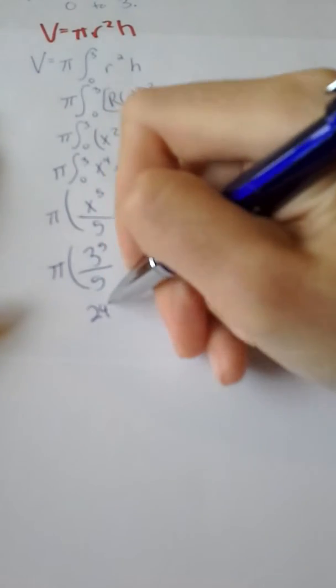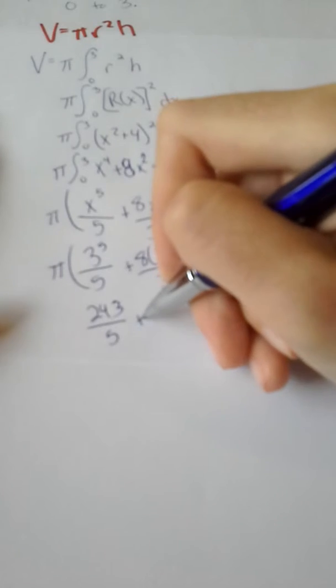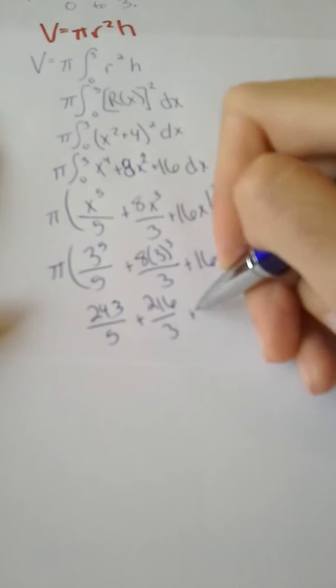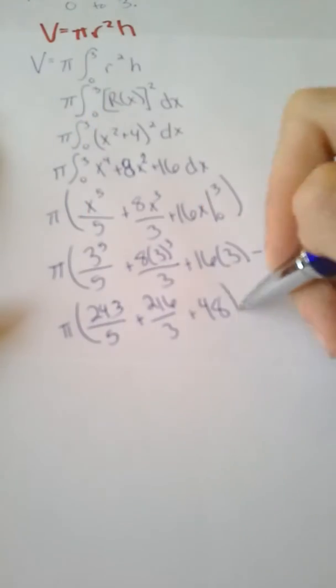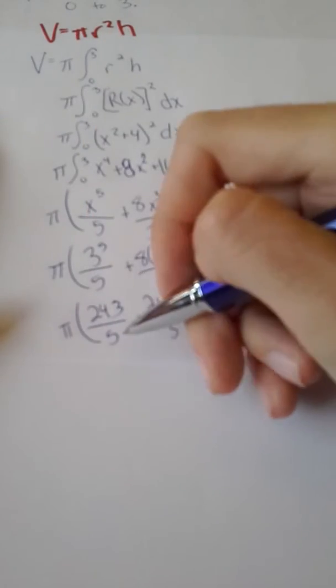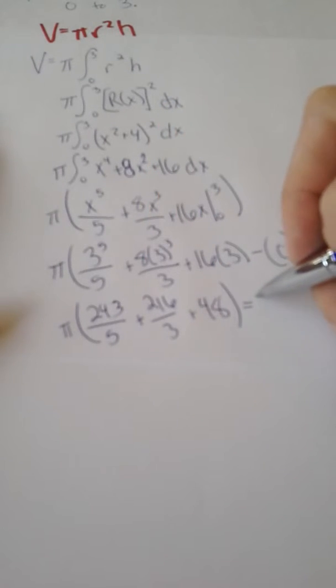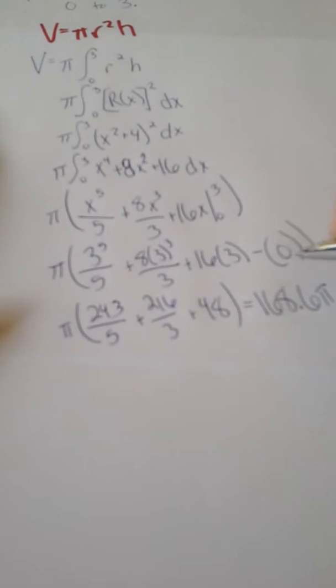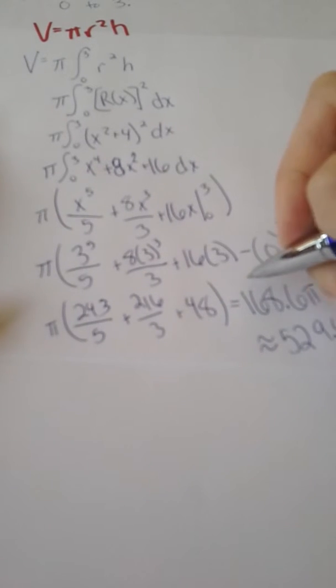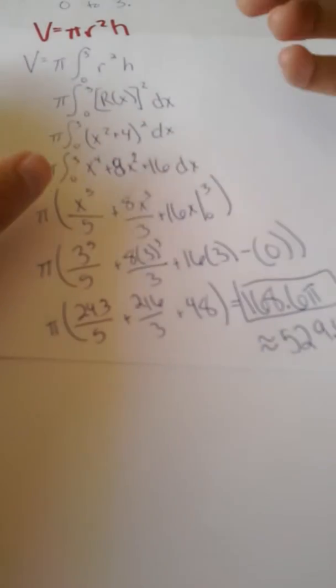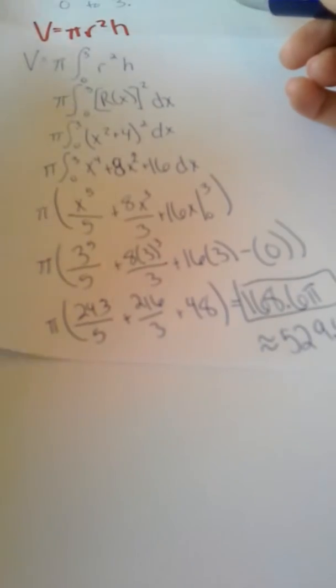This turns into 243 over 5, plus 216 over 3, plus 48. When you simplify that all down, using a common denominator of 15, that comes out to be 168.6, changed to decimals, times pi. Or if you plug in 3.14 for pi, it comes out to approximately 529.4. Often, however, you'll see the final answers left in terms of pi. So that's the volume if you rotate x squared plus 4 about the x-axis from 0 to 3.